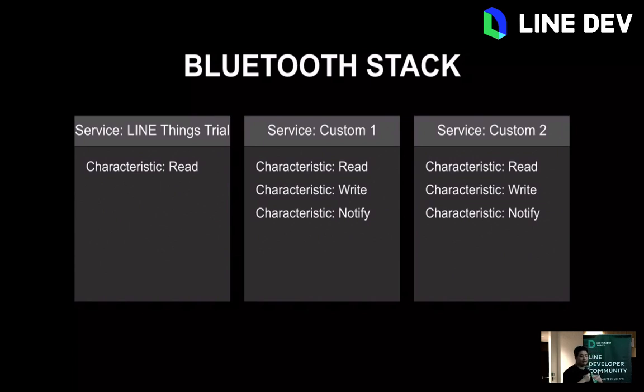In order to make a device for LINE Things, you'll need to have a LINE Things service with a read characteristic for its unique identifier. You're then free to create your own custom services with any of the available read, write, and notify characteristics.